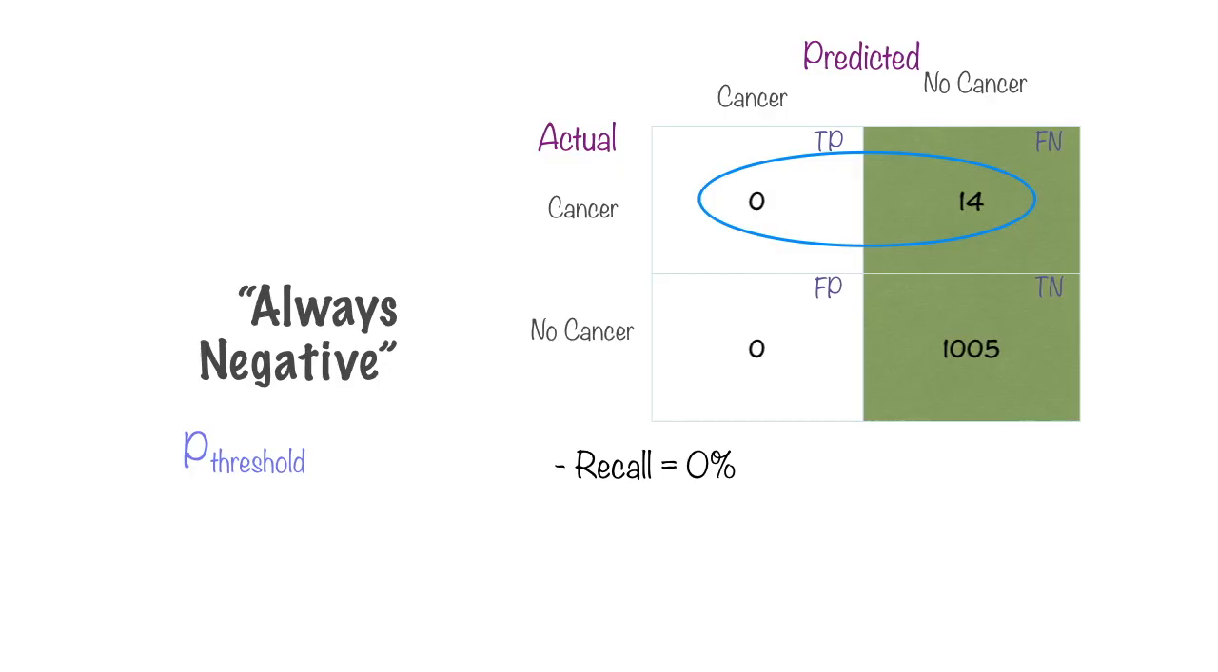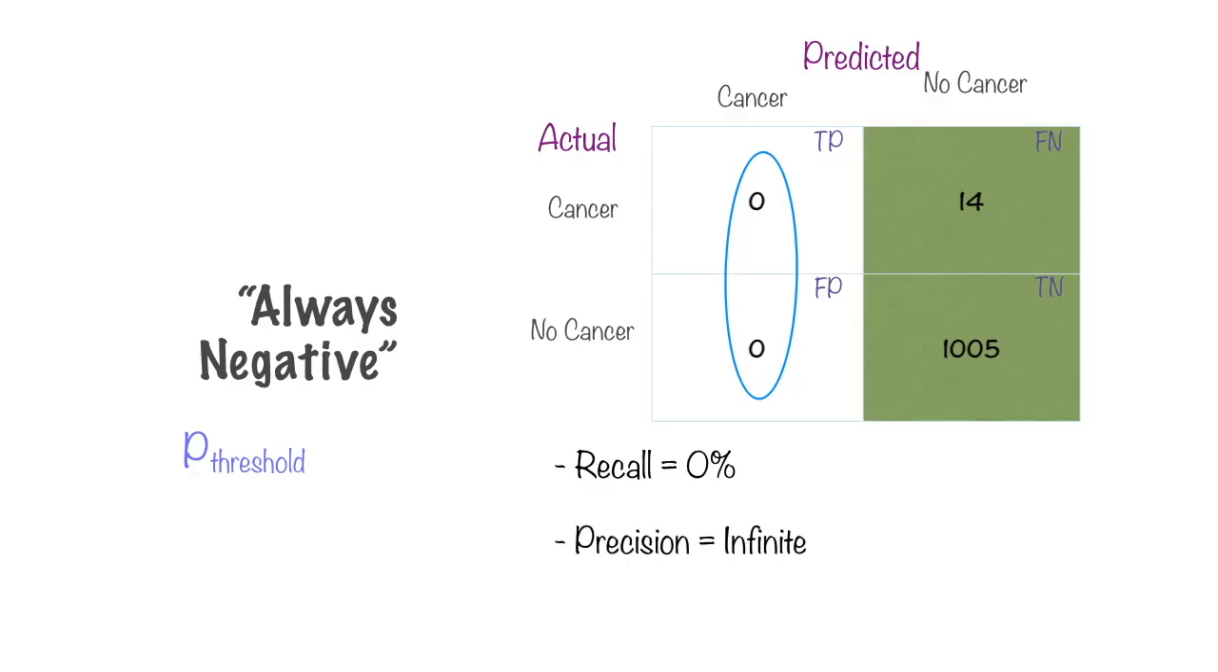For our always negative machine learning model with a very high probability threshold equal to 1, recall is 0%. That means for all instances where cancer was actually present in a patient, our machine learning model got 0 of these correct. On the other hand, precision of this model is infinite. This is because, if you remember, precision is a measure of quality or exactness. Precision is the accuracy of the model when it actually detects cancer. Because this model is always negative, it never detected cancer, which is why the precision becomes infinite.